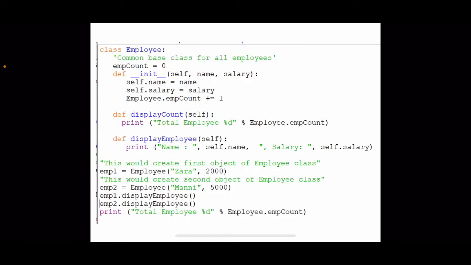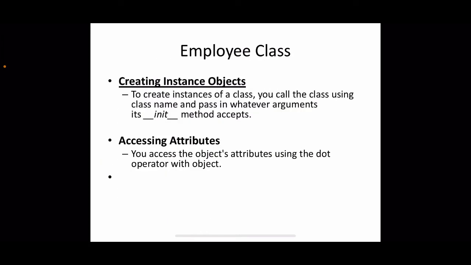You remember here that when we call the function, there is no self, right? Only this second and third argument value will be passed. Self is actually referring to the current object. So in this case, it referred to emp1, and in this case, it will refer to emp2. Okay.